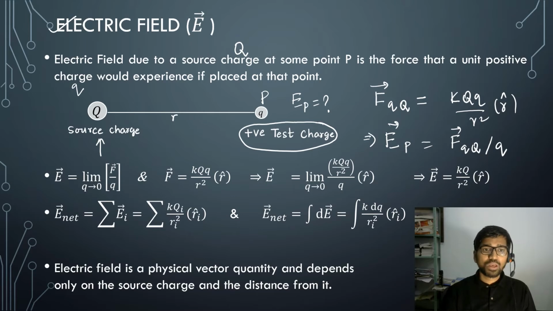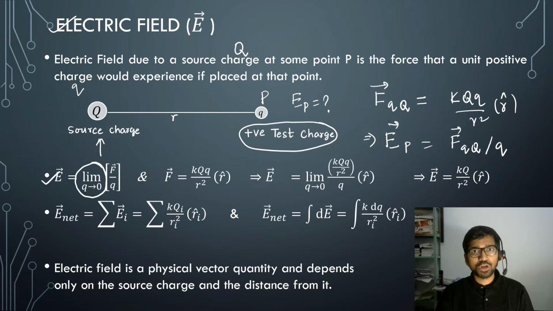Mathematically, electric field is defined as E equals limit small q approaches 0 of F by small q. Why this limit? Because we want this small positive test charge to be as small as possible. In that case, it will not be able to affect the electric field due to the source charge. Fine. So you will finally get the expression for the electric field as kQ by r square r cap.